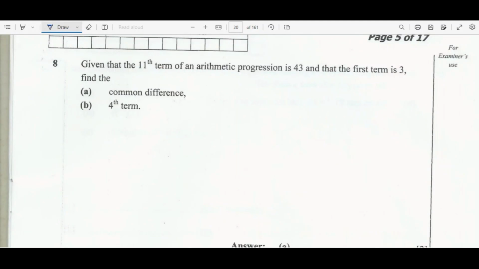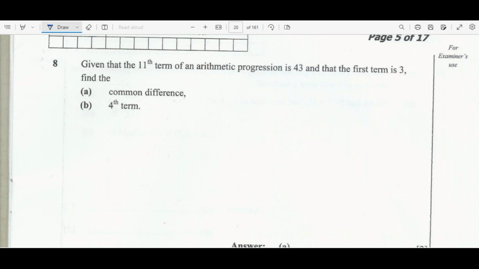In this video we want to look at question 8 which came in 2020 paper 1. So this is arithmetic progression. Now when you read the question, it is saying, given that the 11th term of an arithmetic progression is 43 and that the first term is 3. Find A, the common difference, B, the fourth term.